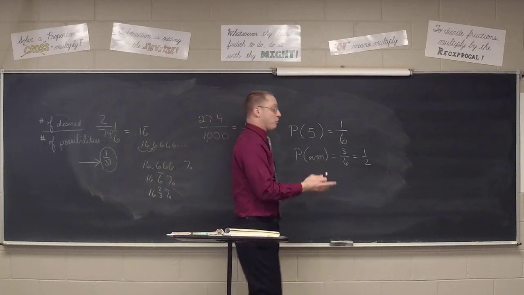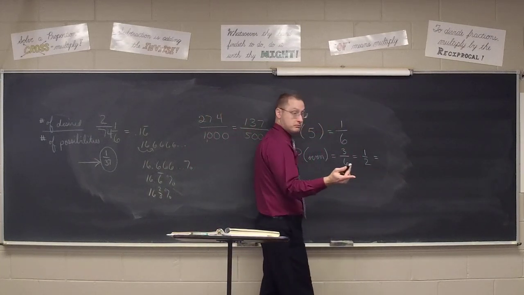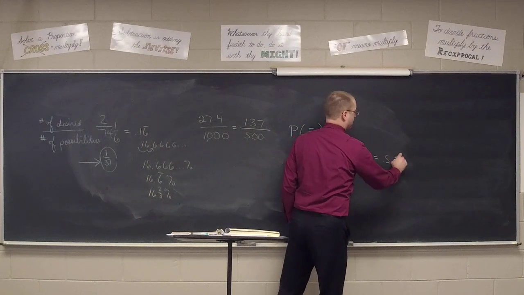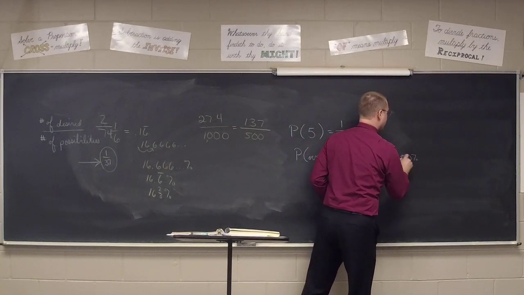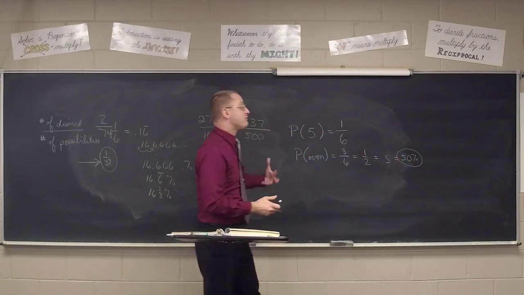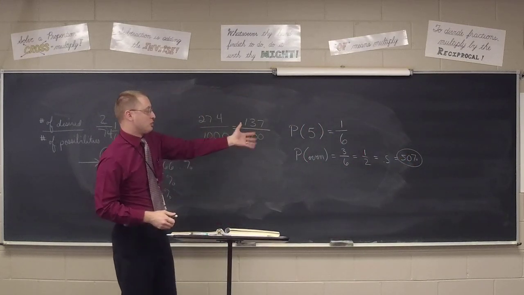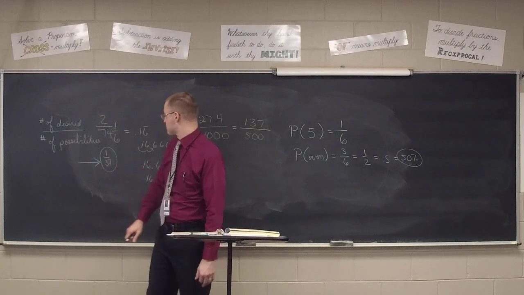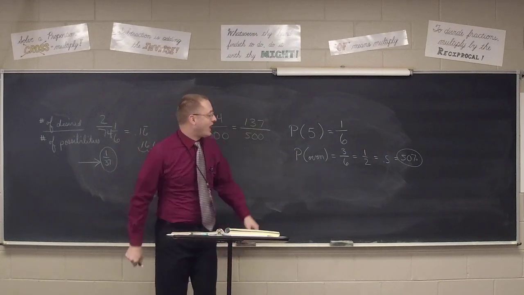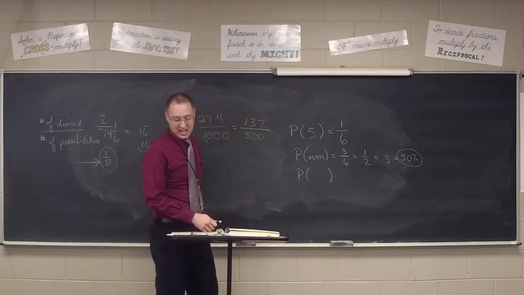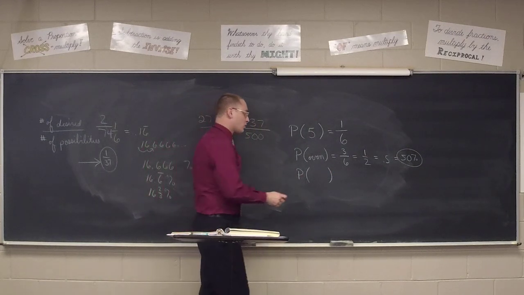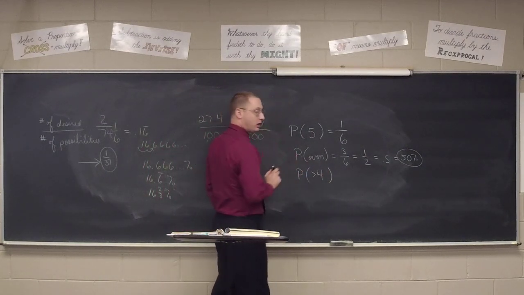Now, if they wanted a decimal, we could do it. 0.5. Or as a percent, we could say 50%. So a lot of times odds are given in percentages as well. There's a 50% chance. And when it's super easy like that, I don't mind.